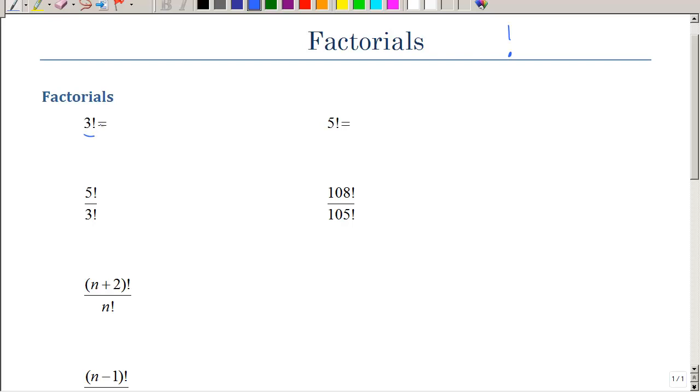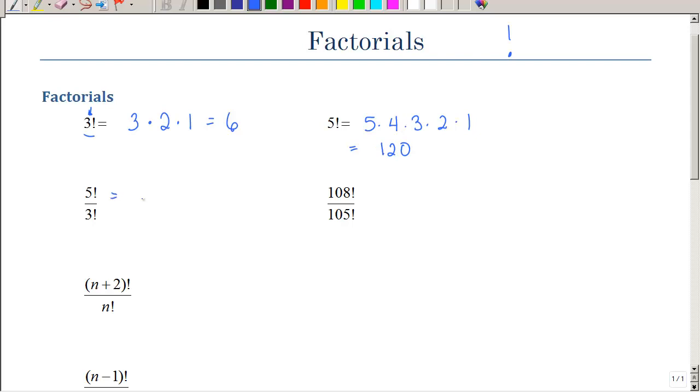Well, the factorial symbol says to start at the given number and then multiply by the descending whole numbers until you get down to 1. So we multiply that together, we get 6. So 5 factorial would be 5 times 4 times 3 times 2 times 1. And believe it or not, that's 120.